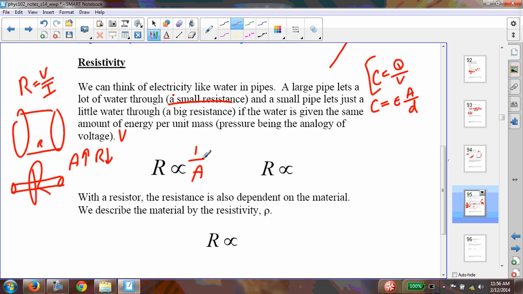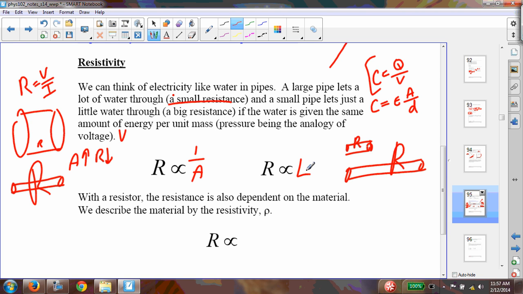So the resistance is inversely proportional to the area. Now similarly, if I have two pipes of the same cross-sectional area, but one is shorter than the other, one short pipe and one really long pipe, which of those is going to have the larger resistance? The short one will have a small resistance, but the long one will have a much larger resistance, because it's a lot harder to push water through a pipe that's really long. The same is true for electricity. It's a lot harder to push charges through a wire that's very, very long. And so we have this direct proportionality between the resistance and the length.